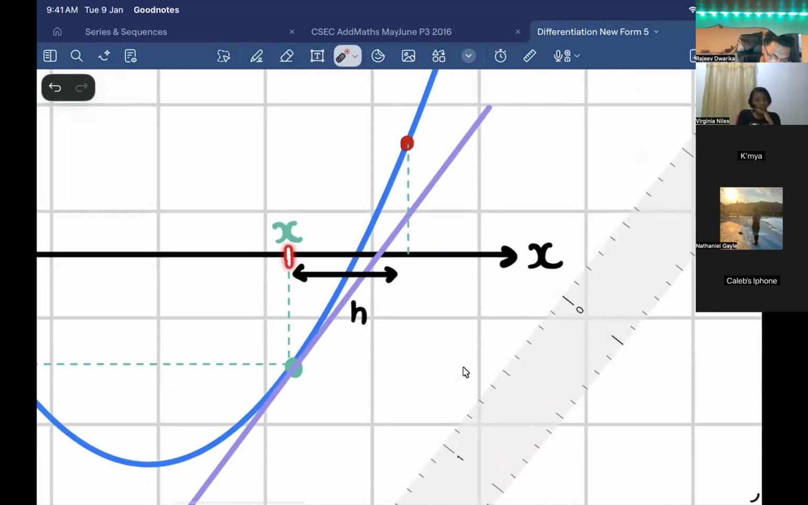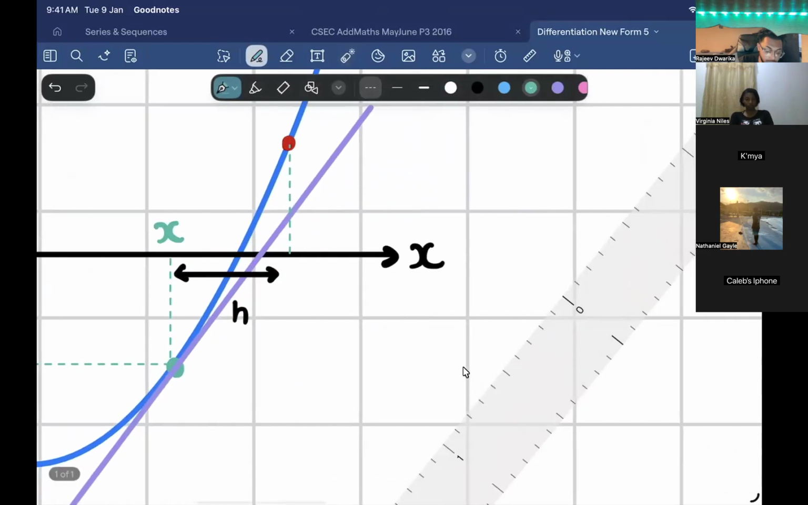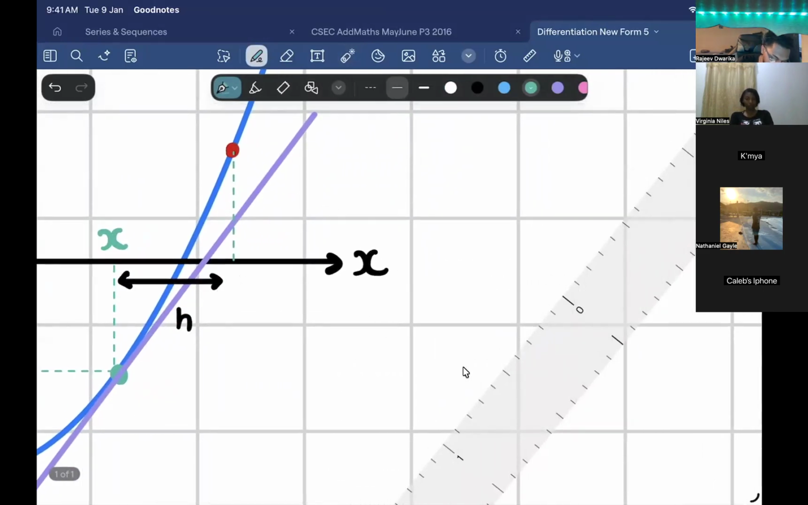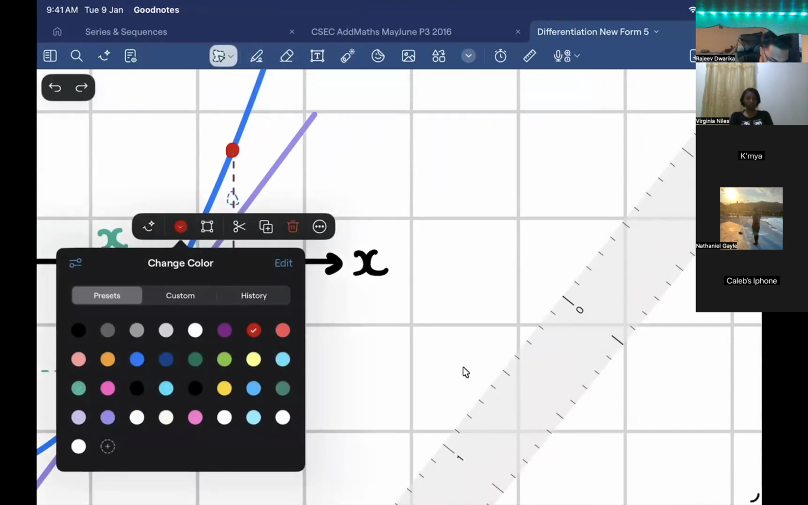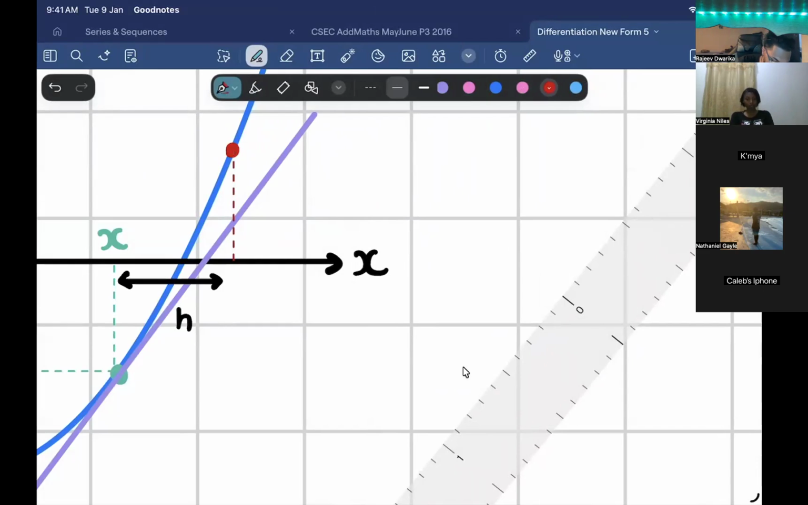Say for instance, this was 2, right? And we want to find a point that is 3 units away from 2. What do you think this point will be? 5. And to get 5, you would take 2 plus 3. Okay, so if this was x and this was a distance h from x, what will the x value be here? x plus h. Cool. So this over here, I should probably put it in red. This is x plus h.